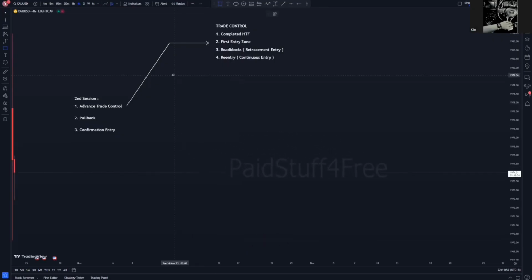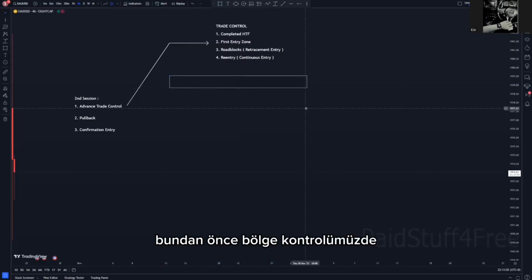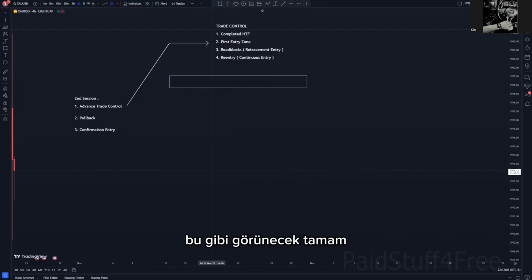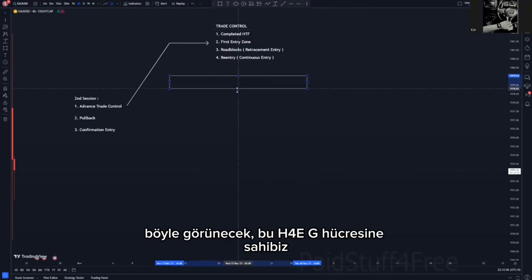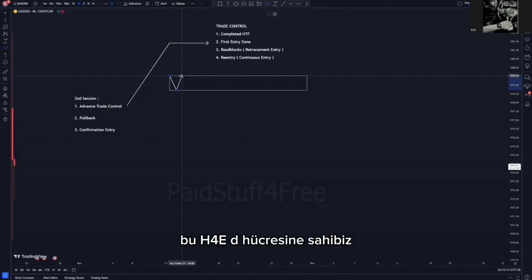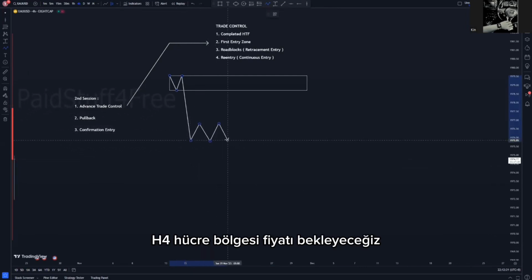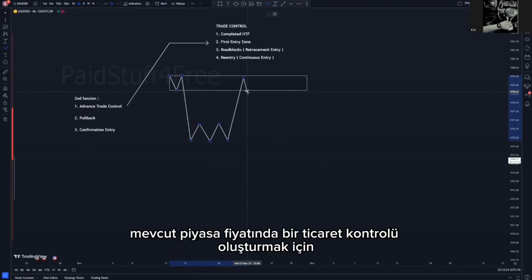Like we've learned about this trade control before in our first session, it will look like this. We have this H4 EG sell. And when the price gets into the sell zone of H4, we're going to wait for the price to create the trade control at the current market price.